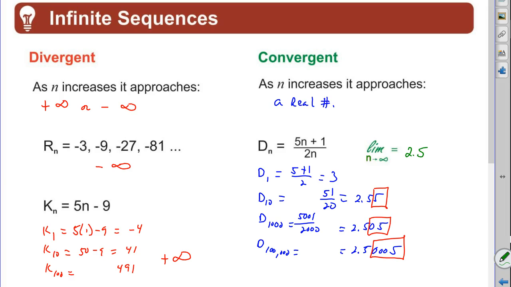It's a rational number, right? And rationals are real. And if you want to give it in fractional form, of course, it would be 5/2. So that's the limit. Convergent and divergent sequences. Divergent: an infinite sequence that heads to either positive infinity or negative infinity. Convergent: an infinite sequence that heads to a real number, and we call that real number the limit as n approaches infinity. Okay, all right, that's it.